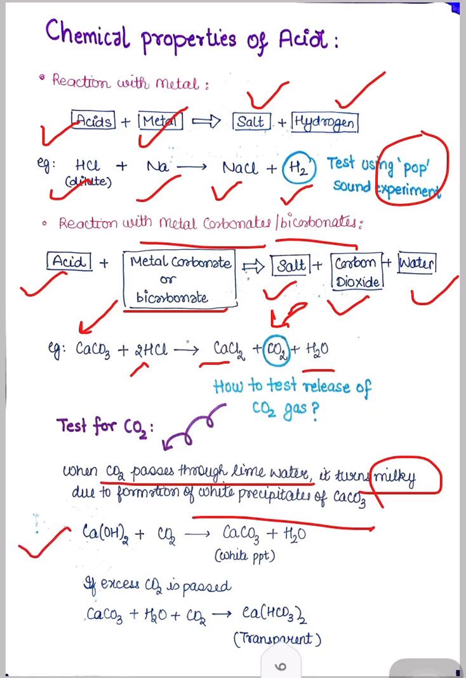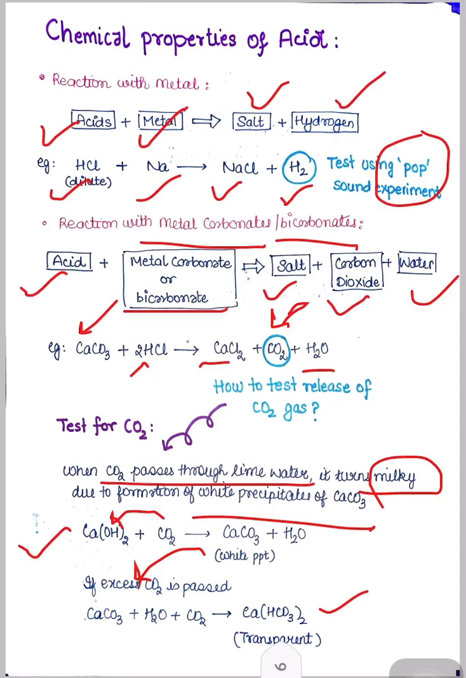We have lime water, that is calcium hydroxide. Whenever carbon dioxide is passed through it, it gives you calcium carbonate, that is limestone, which is a white precipitate and which causes the milkiness. But if I pass excess carbon dioxide, it will result in the formation of calcium hydrogen carbonate, which is transparent in nature, and then there will be no milkiness left. So this is an important CBSE question: why does the white precipitate go away, or why does it become transparent?